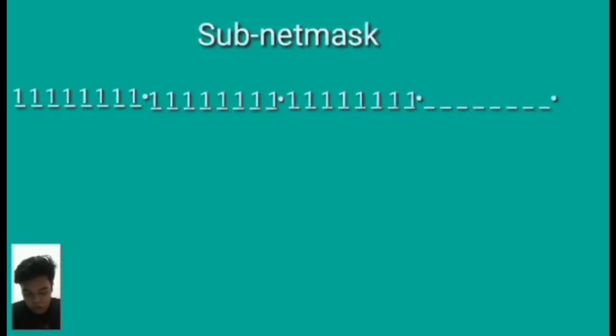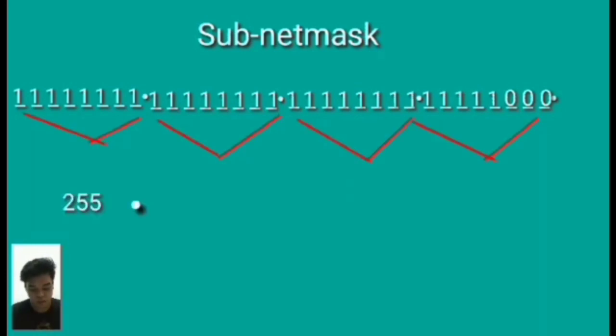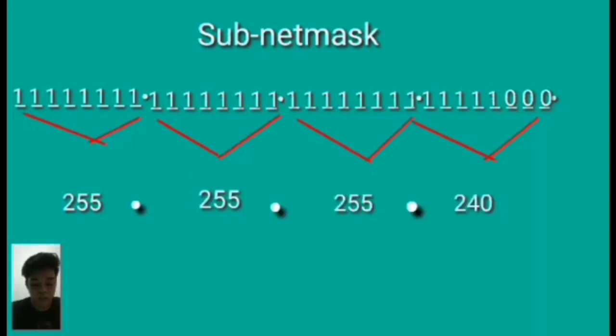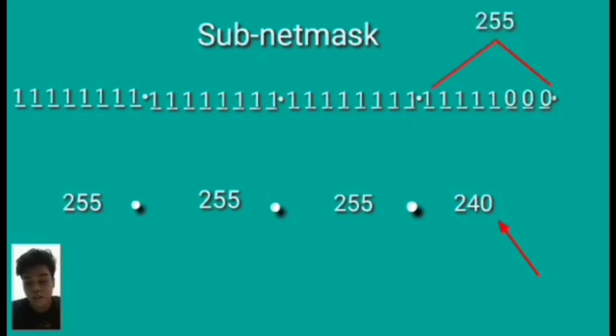Now, in getting the subnet mask, you only need to add all the bits. So 255.255.255.248. Why is this 248? Because 255 minus 7, which is this, so it will become 248.